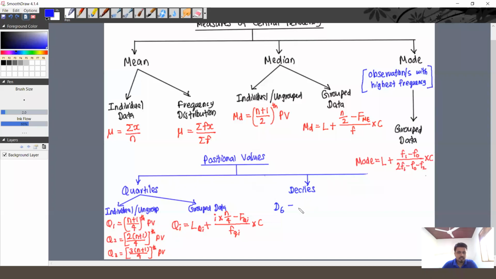And so I'm not going to write how to find these deciles in an individual or ungrouped data set because it is more or less the same. If we are finding the D8 value, it is 8 into n plus 1 divided by 10. That is the only difference, divided by 10.